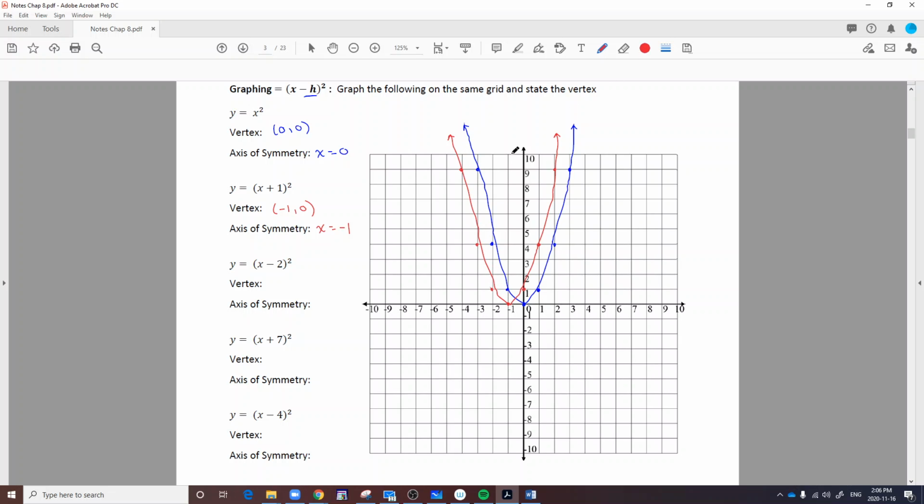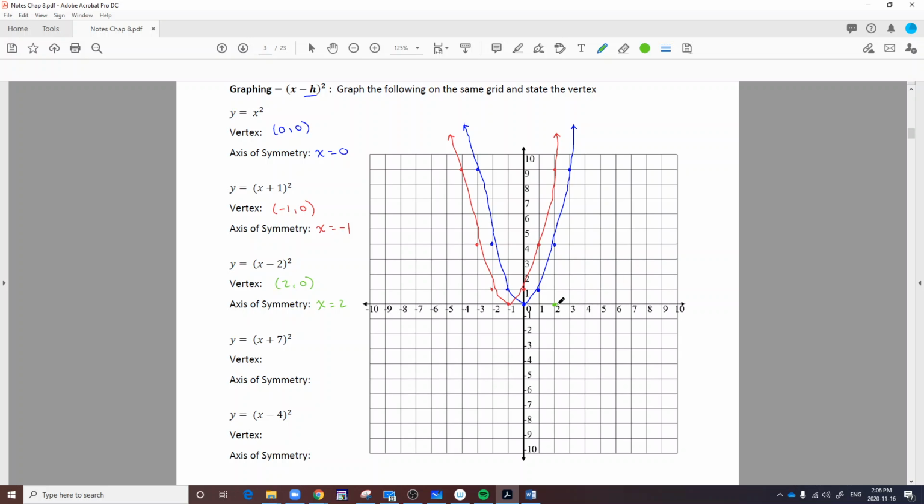Okay. When we move on to the next graph, we've got y is equal to x minus 2 all squared. The axis of symmetry is going to be x equals 2, which means my vertex is at 2, 0. The graph is moving to the right 2. And again, you could check this with a table of values. When I put in 2 for x, 2 minus 2 is 0, 0 squared is 0.